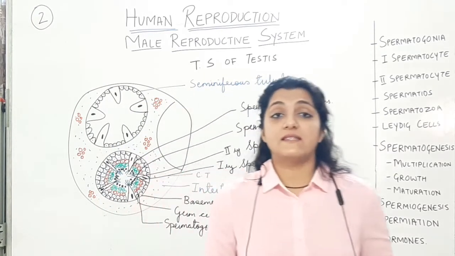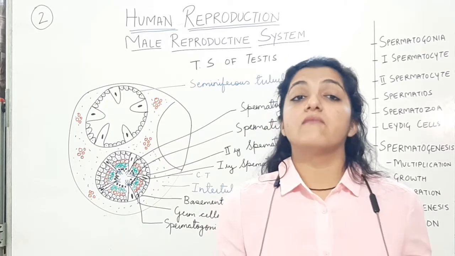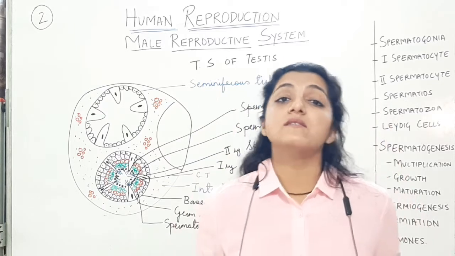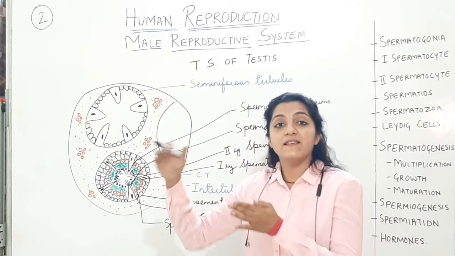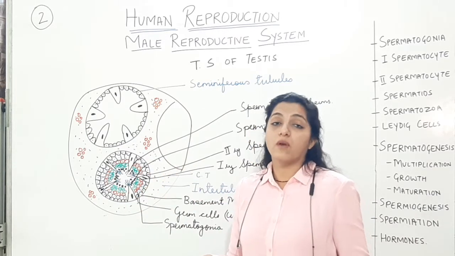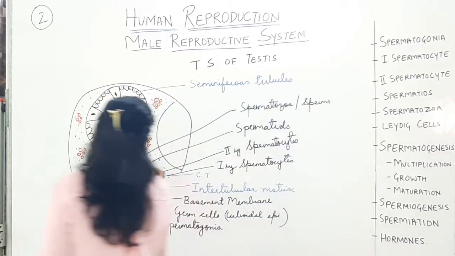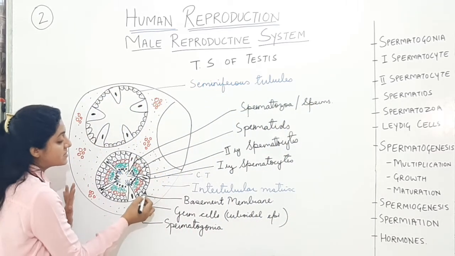Arrangement of these cells is important for you to understand. When we see the process of spermatogenesis, you will understand better how the cells are arranged one after another in the diagram. We'll be discussing that now. Now you see, this is the seminiferous tubule. This is the basement membrane.